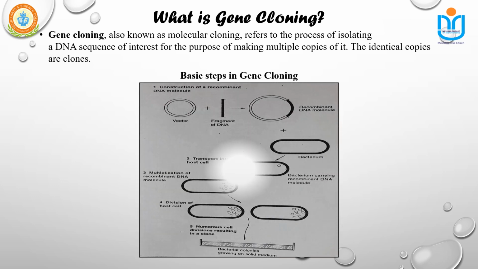First step, construction of a recombinant DNA molecule. A fragment of DNA containing the gene to be cloned is inserted into a circular DNA molecule called a vector to produce a recombinant DNA molecule. Second step, transport into host cell. The vector transports the gene into a host cell, which is usually a bacterium, although other types of living cells can also be used.